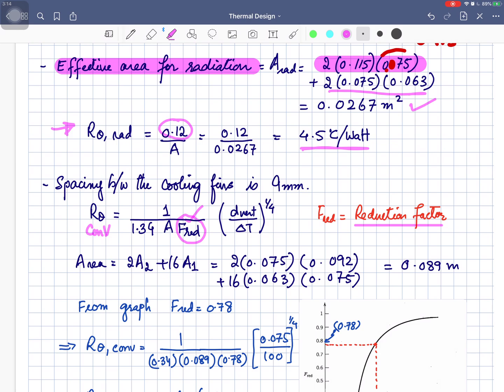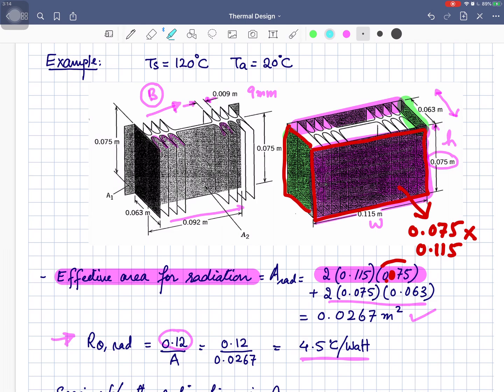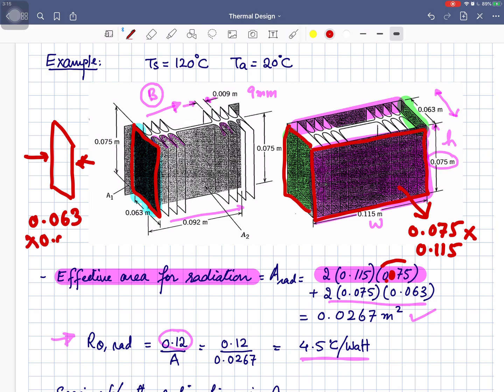Now let's calculate the effective area. First of all, look very carefully. We have this surface, this one, and we have its back side as well. So if I consider it a plate like this, the area from this side and the area from this side, whatever is the surface area of this one, numerically it is 0.063 multiplied by 0.075. So this is the surface area of one side, and the other side will be of equal area. And how many such are there? 1, 2, 3, 4, 5, 6, 7, 8. 8 fins. So the total area will be 16 multiplied by this surface area.